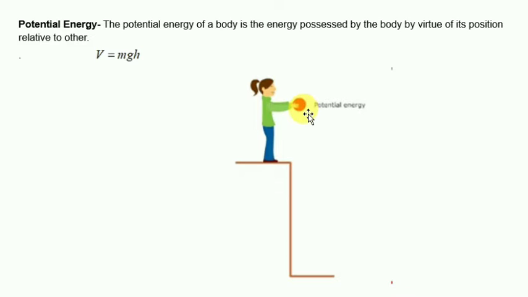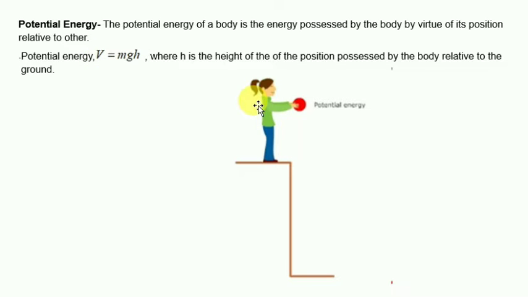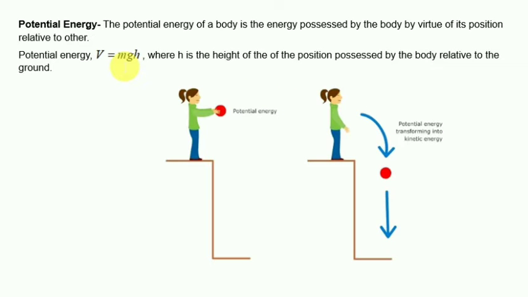A girl is holding a ball. The potential energy of a body is the energy possessed by the body by virtue of its position relative to others. So it is V equals mgh, where h is the height of the position of the body relative to the ground, g is the acceleration due to gravity, and m is the mass. The acceleration due to gravity of Earth is 9.81. So this is another example.